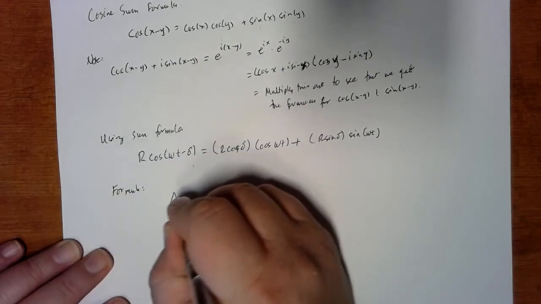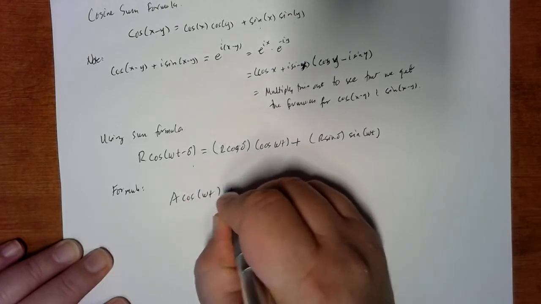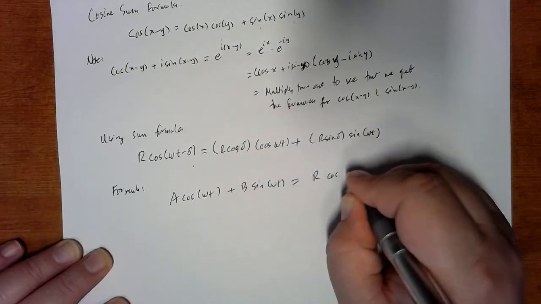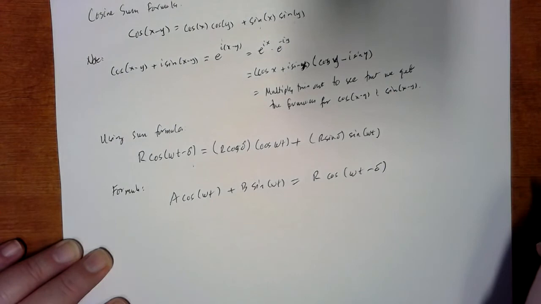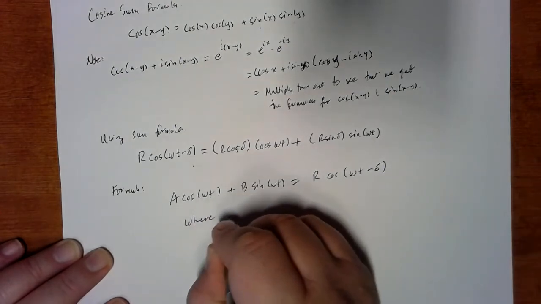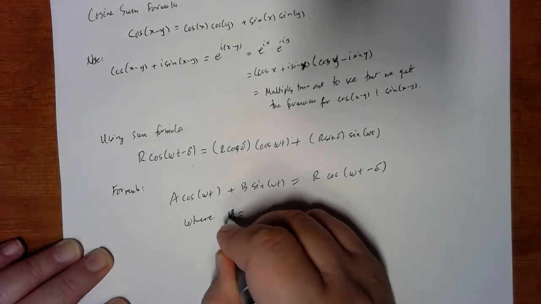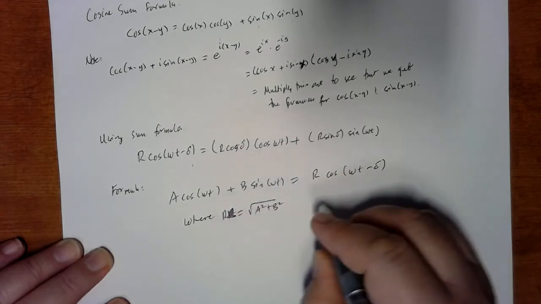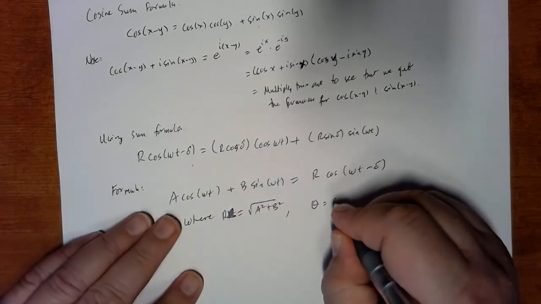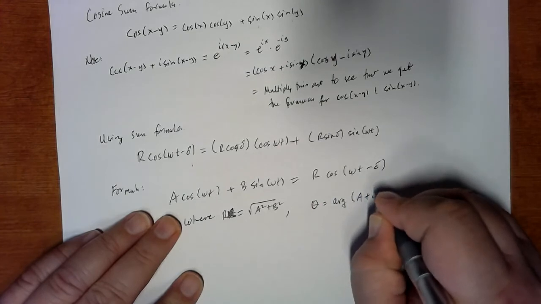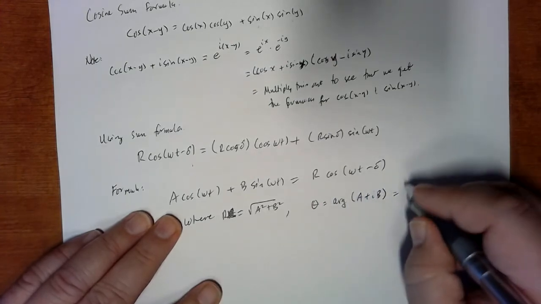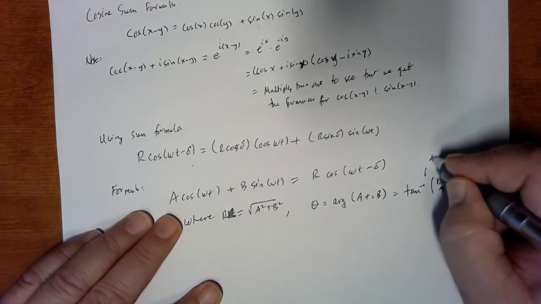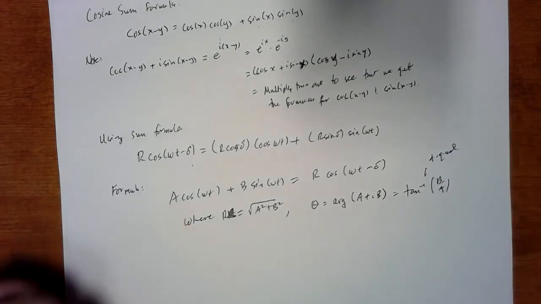is that if I have a cosine of omega t plus b sine of omega t, then I can rewrite that as r cosine of omega t minus delta, where r equals the square root of a squared plus b squared, and delta is the argument of a plus ib, or to just put it more bluntly, the inverse tangent of b over a. But this is four quadrant. Good.